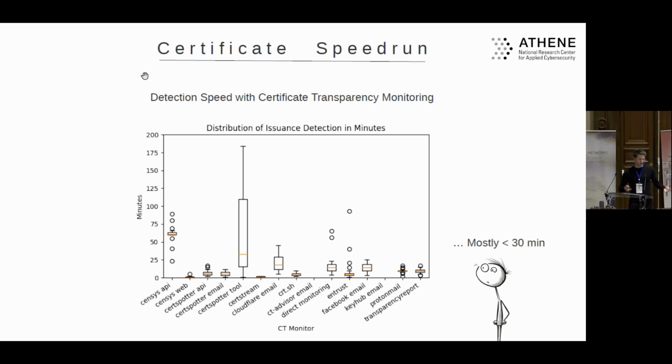And I would summarize this roughly as: most of the certificates that we saw were detected by most of the monitors in about 30 minutes. There are some that work very reliably and very quickly, that detect certificates up to 2 minutes after they're issued. That would be something like CertStream, which I would definitely recommend. So between 2 and 30 minutes is what we measured for the detection.